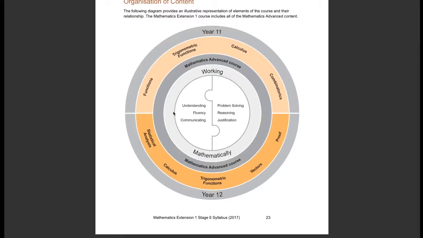You will notice that all of the mathematics you do in Year 11 and 12 is underpinned by 6 key aspects. These are the aspects of working mathematically. This illustration highlights that in order to do well in maths, all you need is to excel in these 6 areas: understanding, fluency, communicating, problem solving, reasoning, and justification. And we'll get to these now.